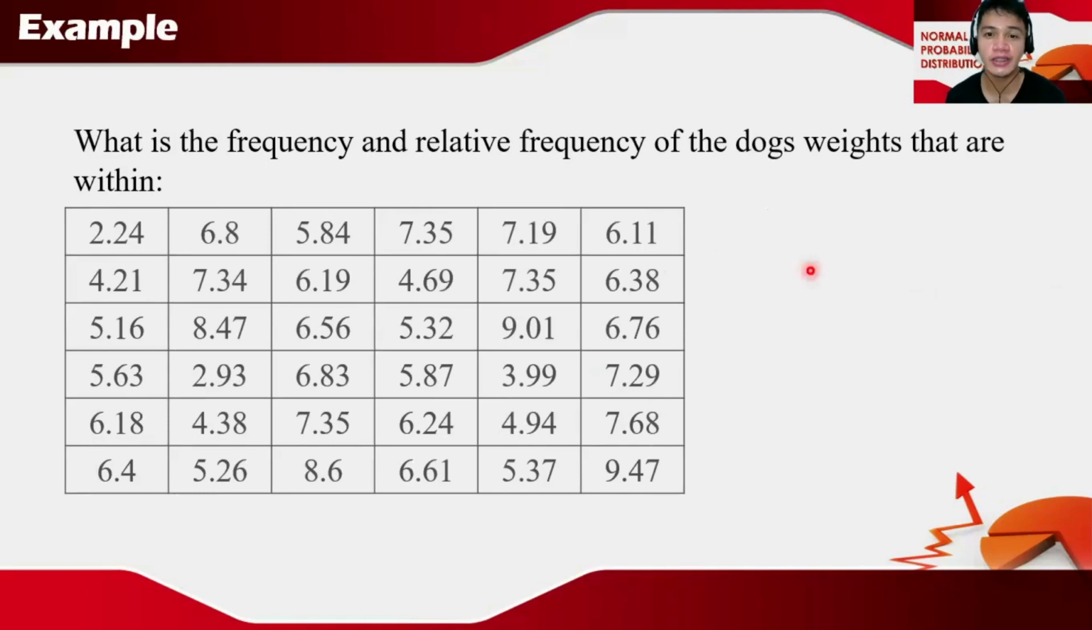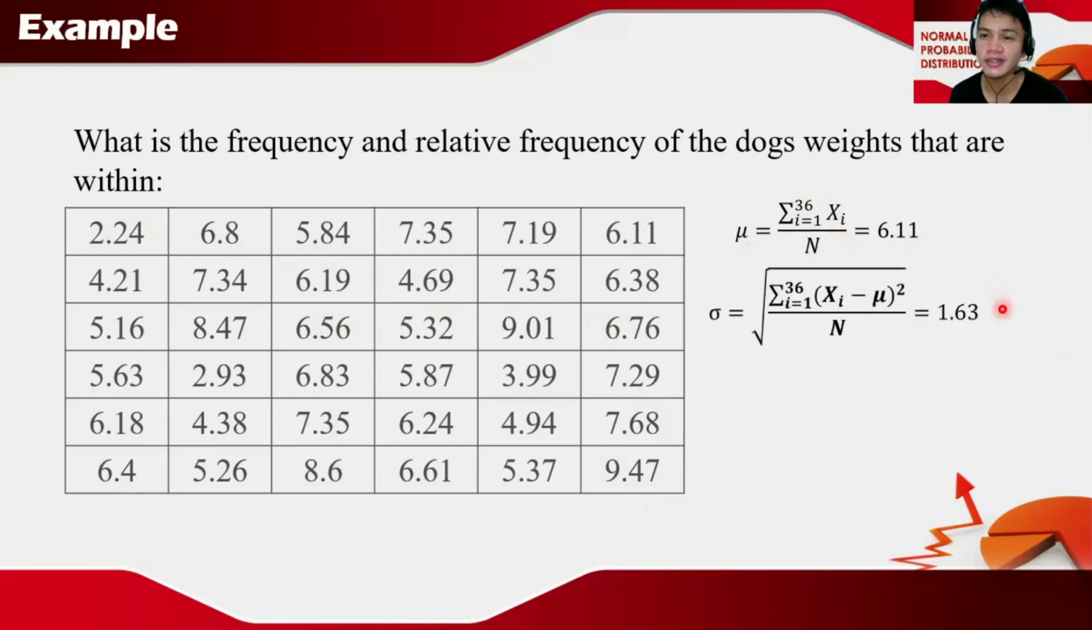What is the frequency and relative frequency of the dog weights that are within these values? First things first, we need to get our population mean. Since it was not mentioned that this is random or a sample, we assume that these are the population of the dogs. So we have 36 dogs here that weigh 2.24, 9.47, 6.11, and so on. When we get the mean, we just get the total of the weights divided by the number of dogs. In this case, there are 36. So it will give us 6.11.